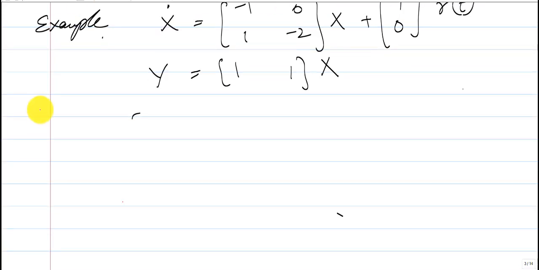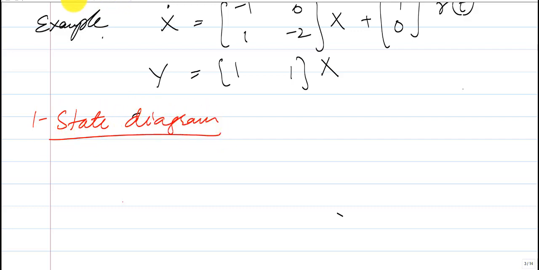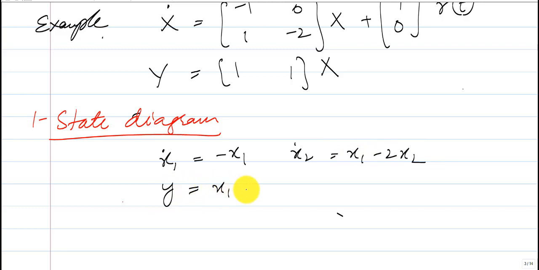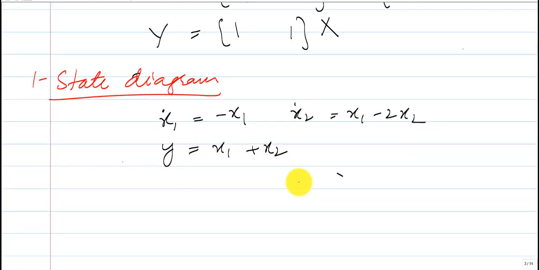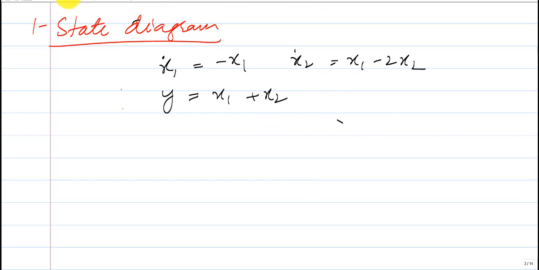So the first part is the state diagram. To draw the state diagram, we need to write down its state equations. So x1 dot will be minus x1, and x2 dot will be equal to x1 minus 2 x2, and the output equation will be x1 plus x2. So we will draw this state diagram.